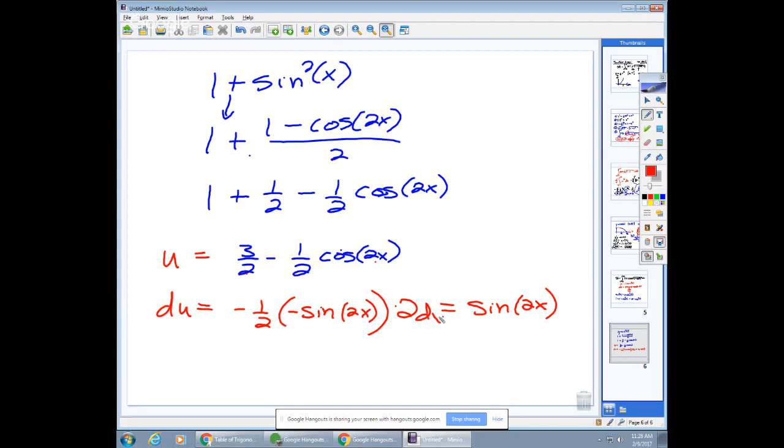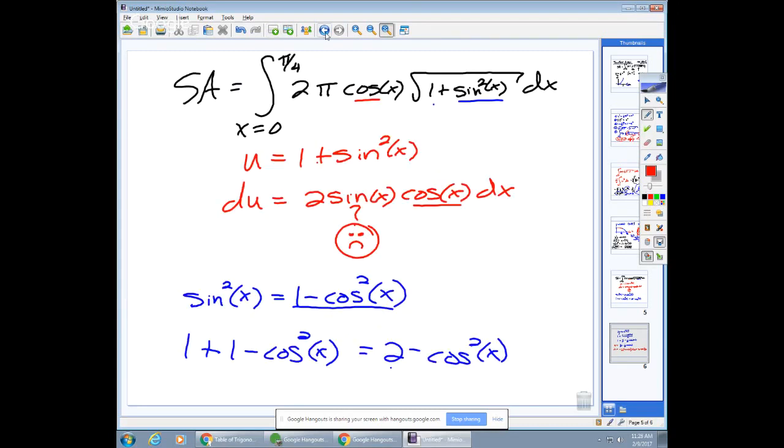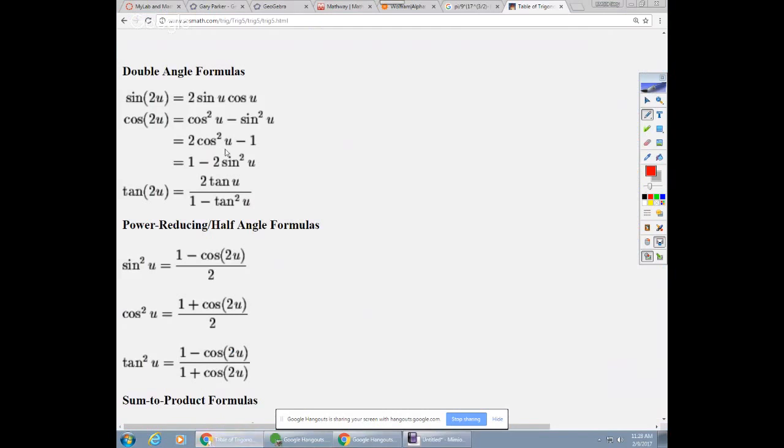dx. Oh, darn it. Although that's a nice du, are there any sines of 2x hanging out up there? Okay, well, hey, there's a formula for the sine of 2x. Let's take a look at that. That might help. So back here, it says the sine of 2x is twice the sine of x cosine of x. Oh, wait a minute, that looks familiar.